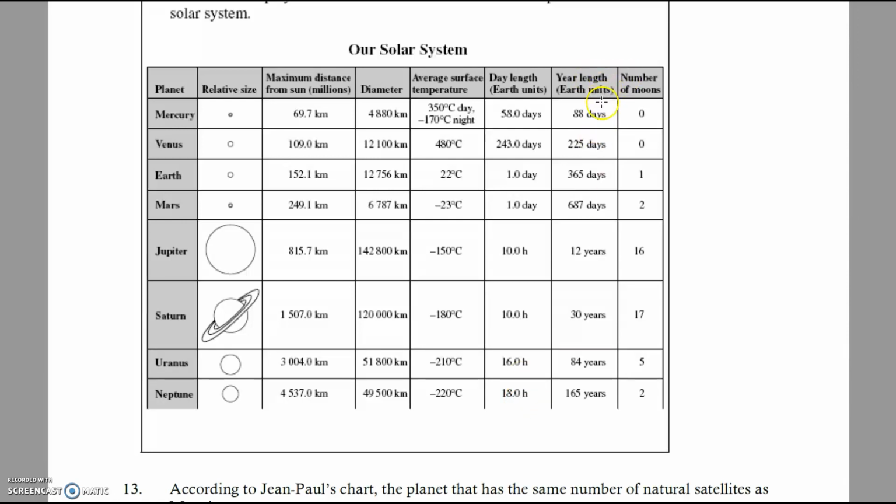And then our year length in Earth units, Mercury is 88 days, Venus 225 days, Earth is 365 days, Mars 687 days, Jupiter 12 years, Saturn 30 years, Uranus 84 years, and Neptune 165 years. And then the last column is the number of moons, so that one's pretty straightforward.